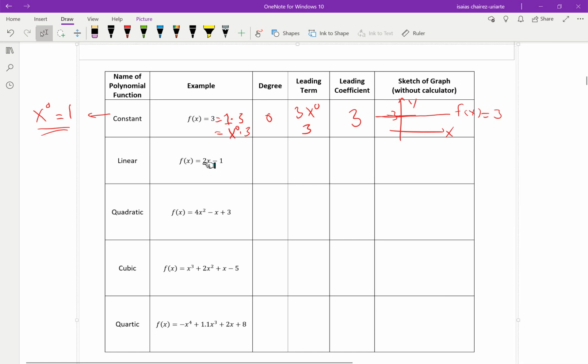All right, next. Now we have what's called a linear polynomial. So this is a polynomial of degree 1. Technically here we could say it's 2x to the first power minus 1. So this is degree 1. The leading term is 2x. The leading coefficient is 2. And let's try to sketch a little graph of this.